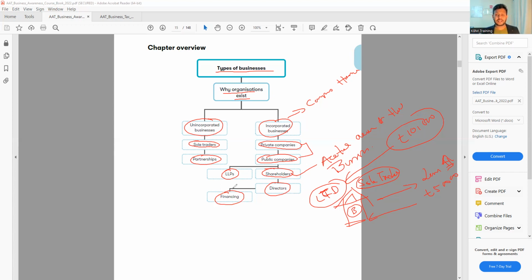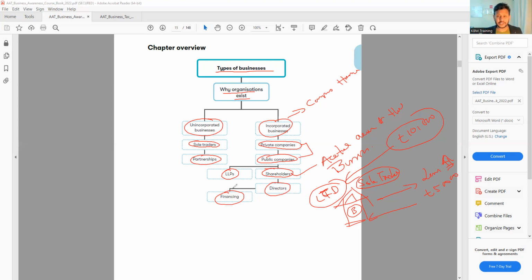So this is a little explanation or briefing of the business types we have in the UK. If you would like to do any business in the UK, we have only a few options. Either we can be a sole trader, or we can be in a partnership, or we can open a limited company.